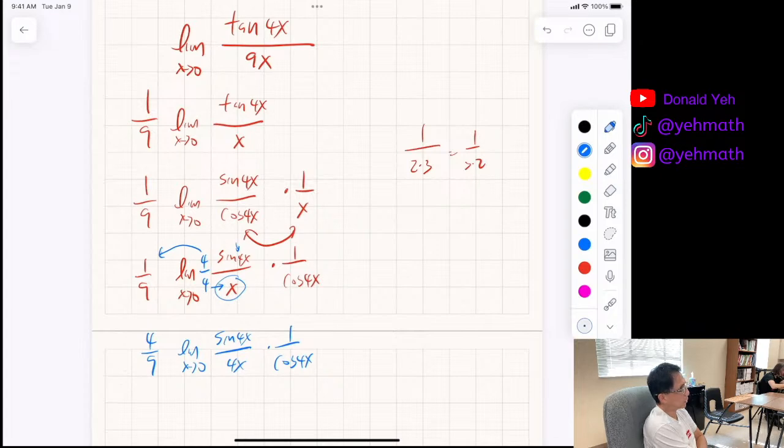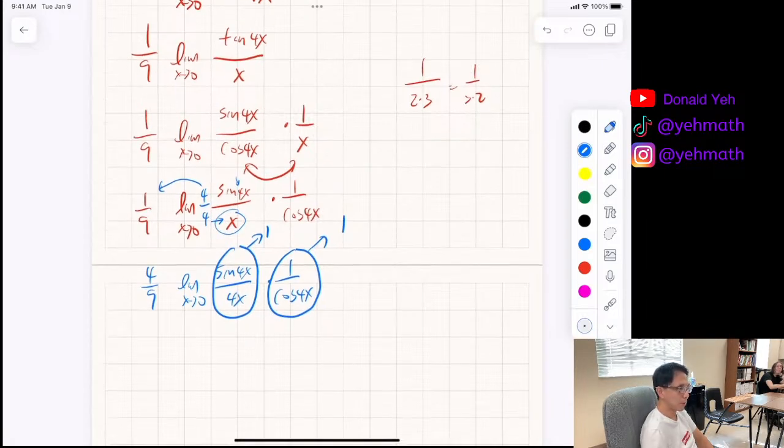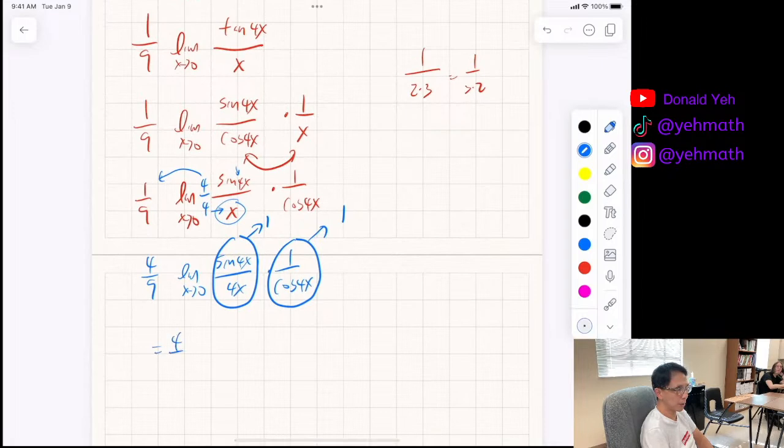Do you see that? One of the constants in our numerator can go out. One of the constants is going to combine with x and become 4x. Because now we know this is what? And we know this is what? What is cosine of 0? Cosine of 0 is 1. So 1 over 1 is what? 1. So all this becomes 1. So my answer is 4 over 9.